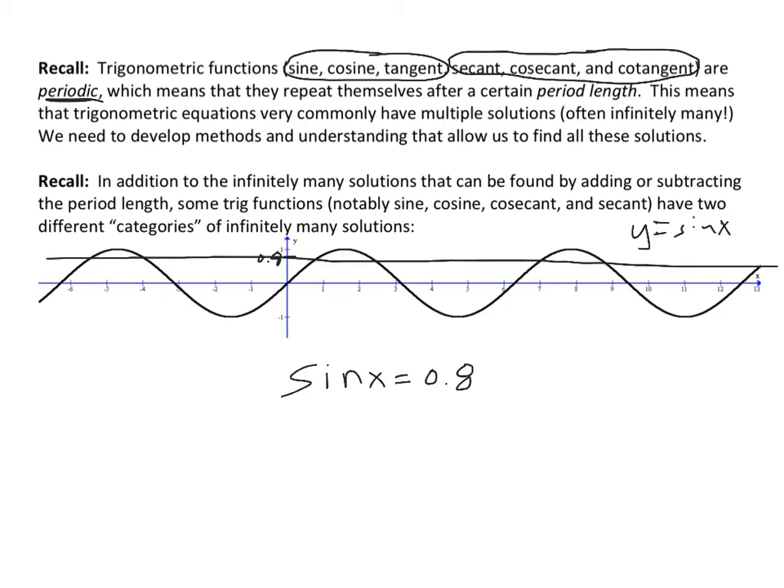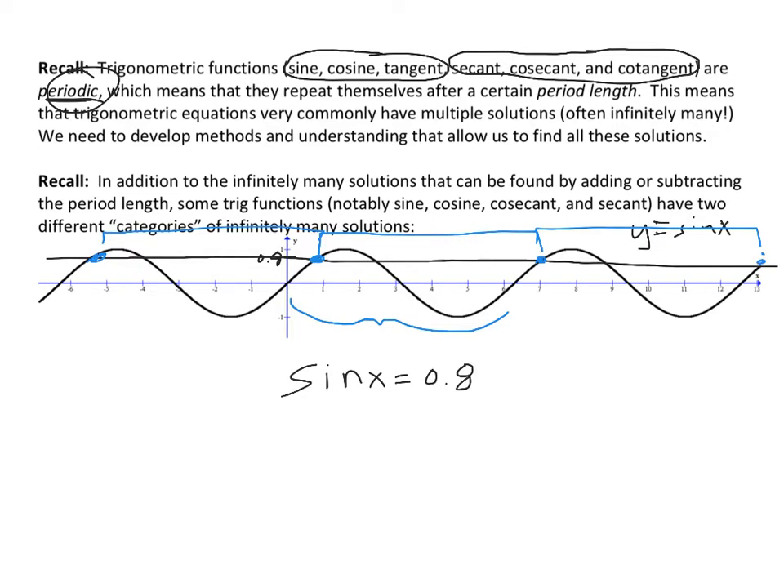What it means to be periodic is that when we notice that this right here is a solution, and the period length of sine is 2 pi, then when we find one solution here, we're going to find another one 2 pi later, and another one 2 pi later. We'll even find another one backward, 2 pi back this direction. All of these blue points are related to one another.